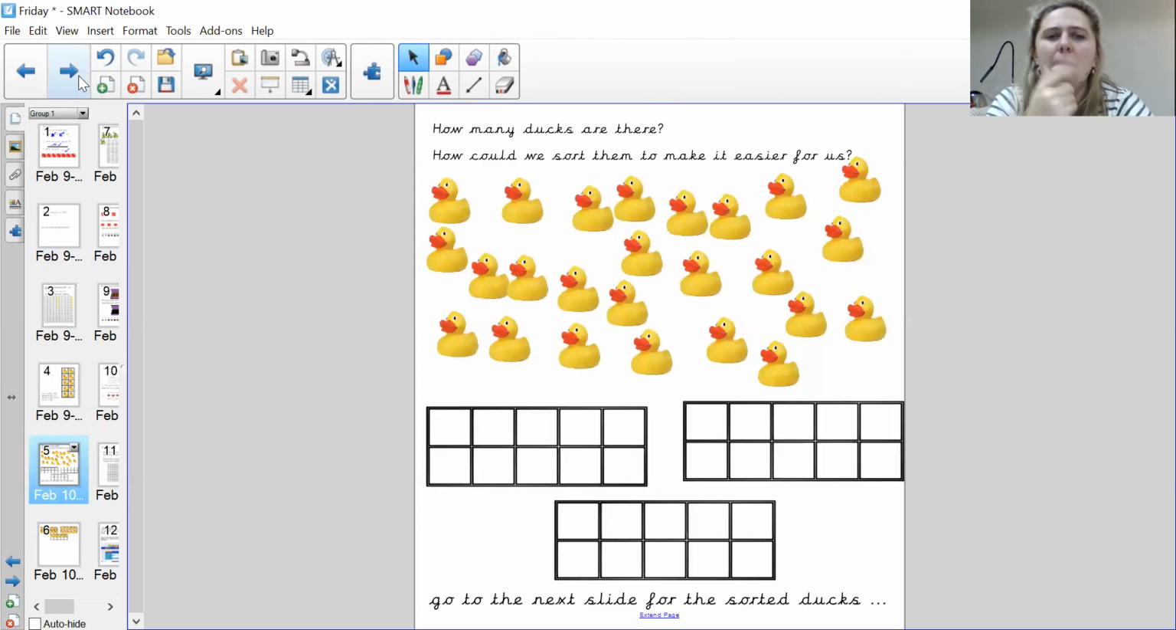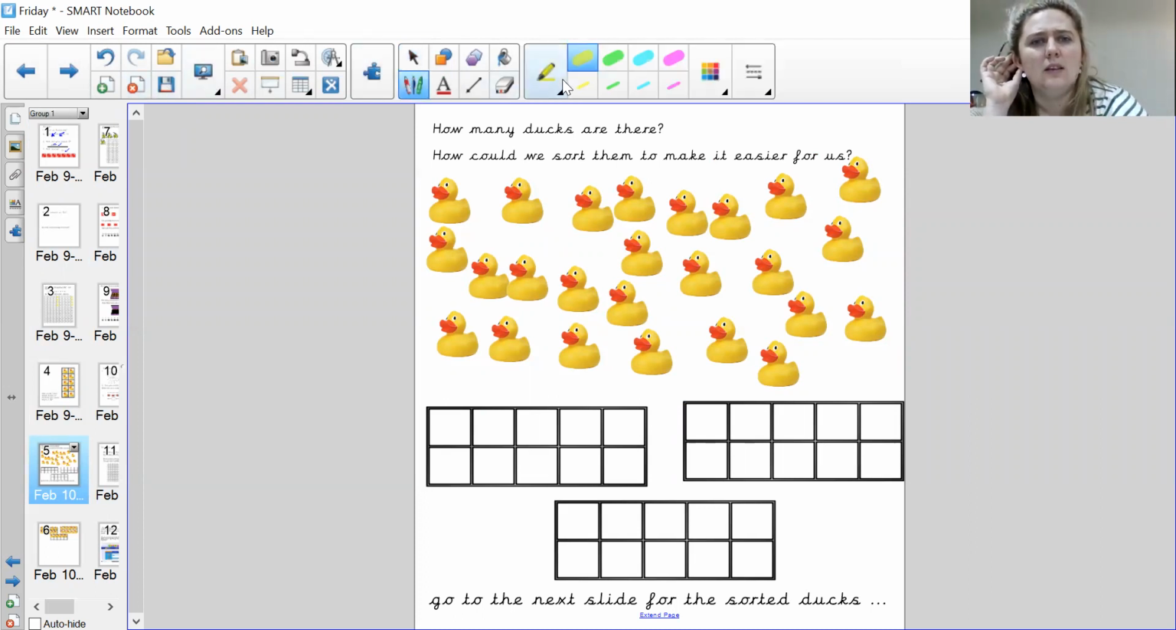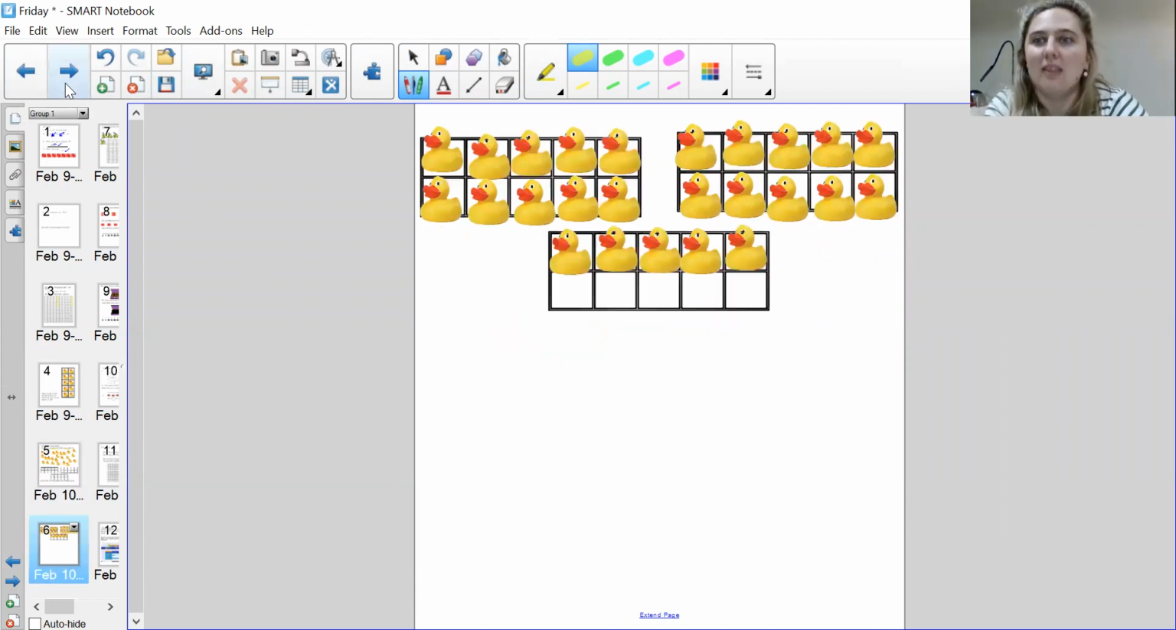Okay, so now we know that. How many ducks are there here? Okay, tell the screen, how could we sort them to make it easier for us to count the ducks? Yes, we could put them in these tens frames, couldn't we? So, are you ready? There we go. All sorted. They're in the tens frames.